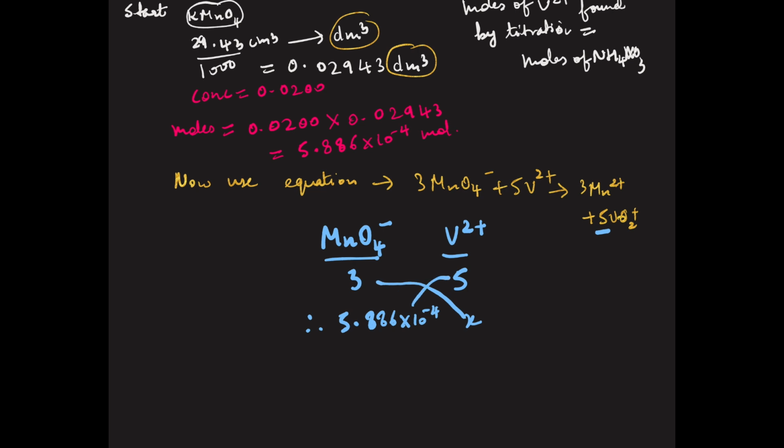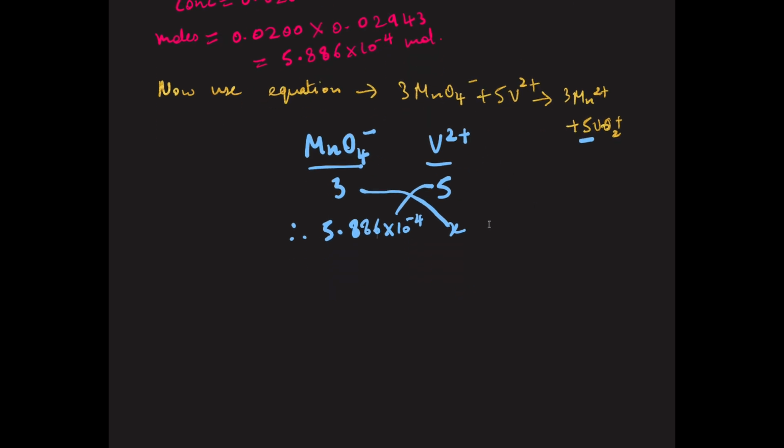So you cross multiply. I normally teach this trick to my students because it works really well. They don't mix up whether it will be 3 divided by 5 or 5 divided by 3. They always get the right answer. So 3x equals 5 × 5.886 × 10⁻⁴, and then you just work out the answer. The value you will get for x is 9.81 × 10⁻⁴ moles. Okay, so you got the number of moles.